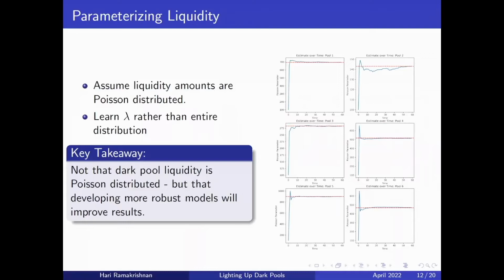The takeaway from this isn't that liquidity of dark pools is Poisson distributed, but rather that the work that we've done previously provides a very general model, and those with greater information will be able to use that and create more informed models that will perform better in the end.